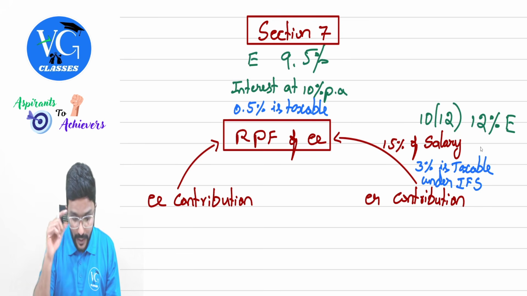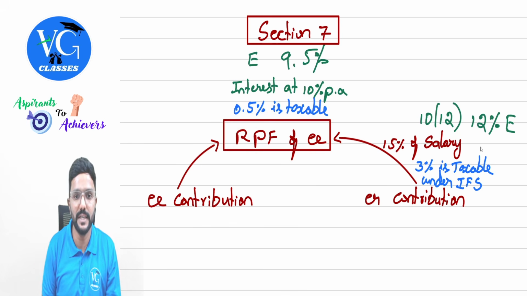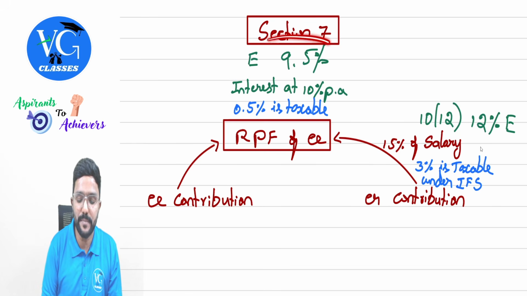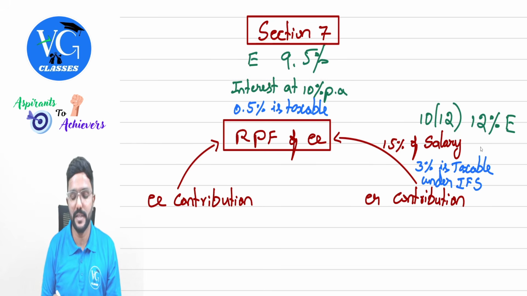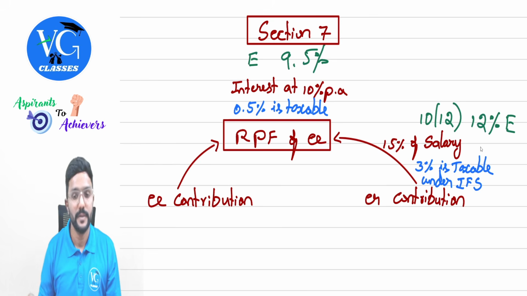Same way, assume on whatever balance is there in recognized provident fund, actual interest earned is 10%, guys. Actual interest earned is 10%. But interest is exempt up to 9.5%. That means the remaining 0.5%, is it taxable? Yes, it is taxable. The remaining 0.5% is taxable, guys. Is that clear? Yes, sir. Hope you got it.